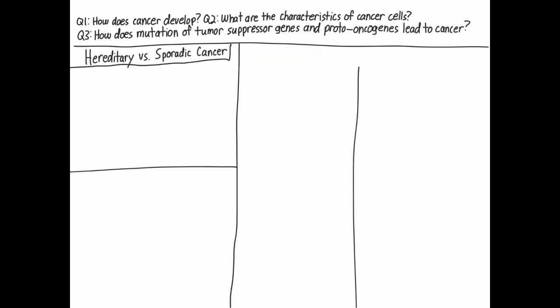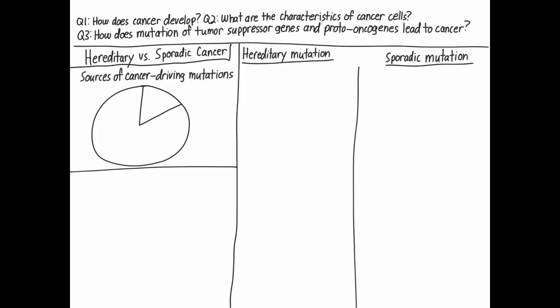The mutations we discussed on the last page were sporadic, meaning they occurred within an individual's lifetime. But mutations can also be hereditary, meaning the mutation was inherited from a person's parents. Of all the mutations that drive cancer development, most are generally sporadic, while fewer are inherited.